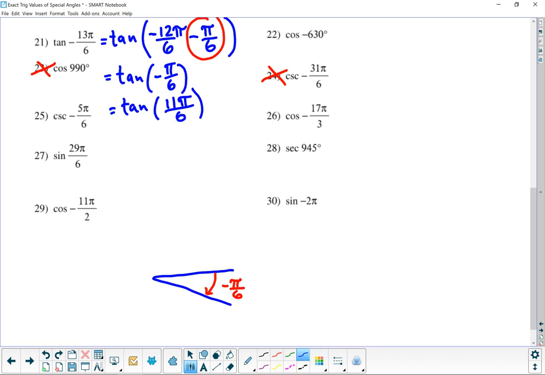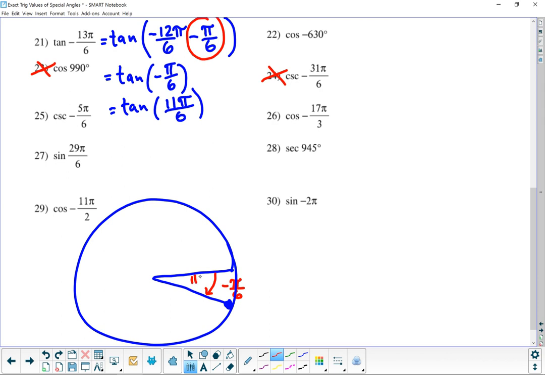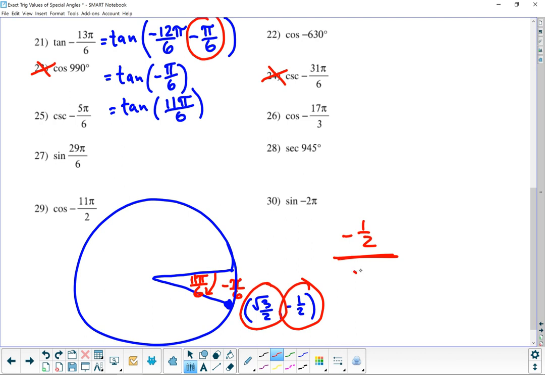If you look at the spot on the unit circle, this spot right here, that spot is 11 pi over 6. Or you can call it negative pi over 6 because you're going down one block, so to speak. That coordinate, if you look in the unit circle, is going to be radical 3 over 2 and negative 1 half. And since we're talking about tangent, we're going to do the sine, which is negative 1 half, divided by the cosine, which is radical 3 over 2.